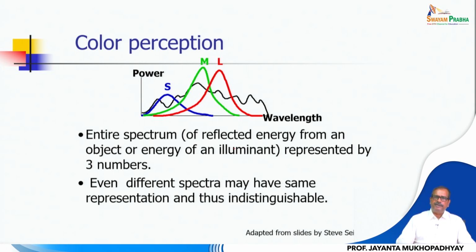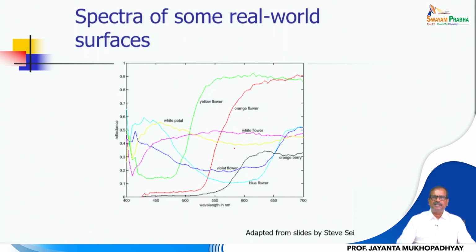So one direct inference from this is that you can have different kinds of spectral power distribution, but because of this filtering by the three receptors, you may get exactly the same numbers. Which means different light sources may produce a similar sensation of color, and we call those kinds of light sources metamers. Some examples are shown here. Some example color signals, I should say. It's not the light source only, it is the color signal spectral component.